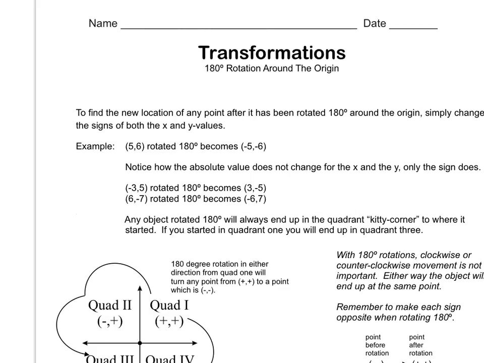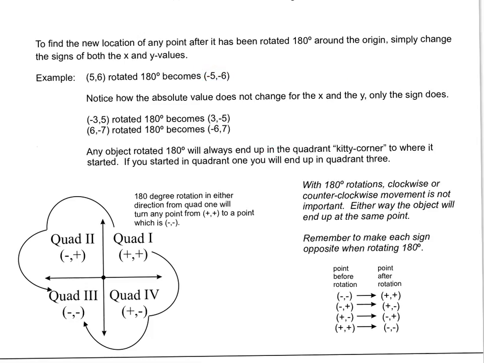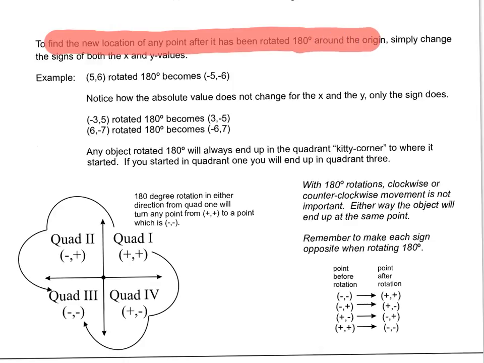Today you're going to learn how to transform figures 180 degrees around the origin and 90 degrees around the origin. So here's the first page that we have. What's neat is, to find the new location of any point after it's been rotated 180 degrees around the origin, all you have to do is change the signs of both the x and the y value.